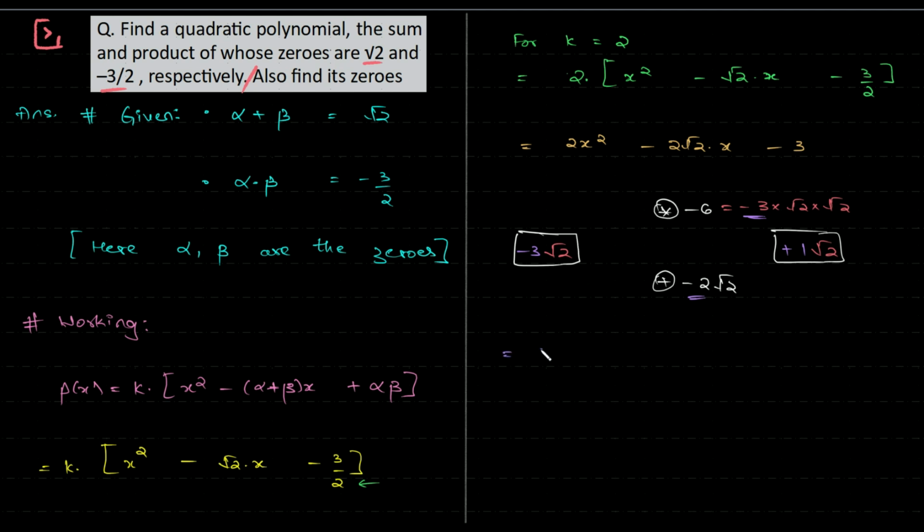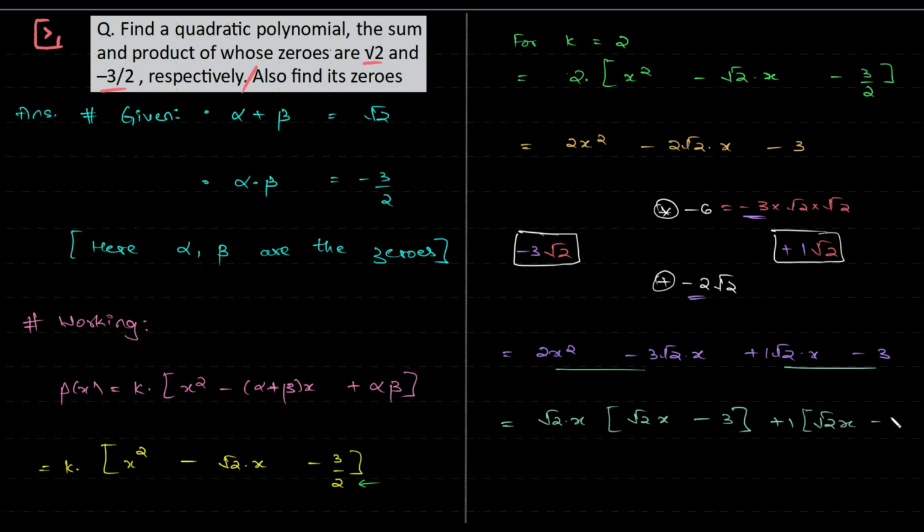Learn to think. So 2x square minus 3 root 2 x plus 1 root 2 x minus 3. We have this and this set of terms. What is common? x is common. 2 can be written as root 2, so root 2 is also common. So root 2 into x, and we are left with root 2 x in the first term. In the second term we have 3. That's how you have to figure it out. Here we have only 1 as common, plus 1. So root 2 x minus 3.